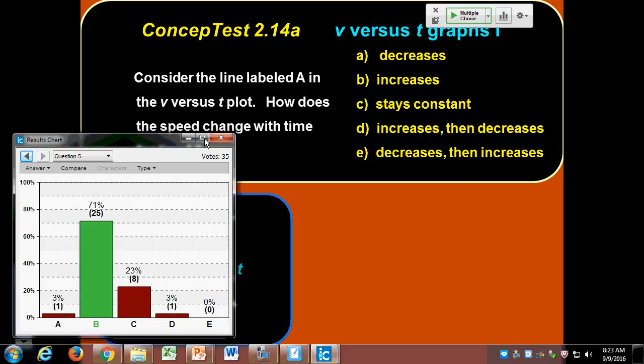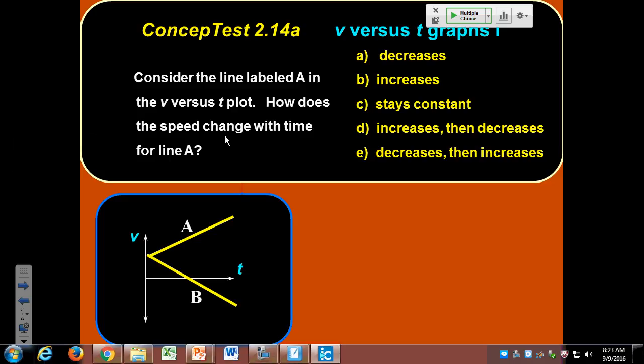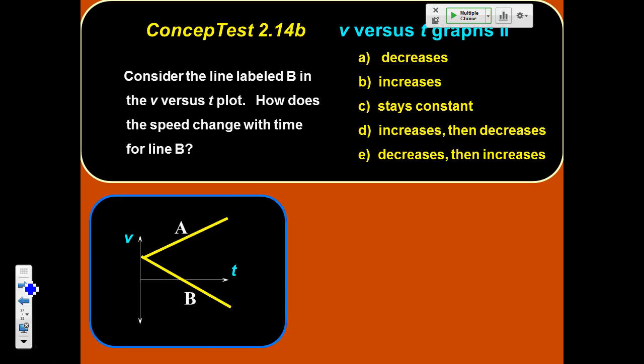All right, V is right. It increases. Nothing fancy here. V is small. Over here it's bigger. It increases. Be able to look at a graph and know what it says, a position or velocity versus time graph. Let's do one more. I think we have time for one more.